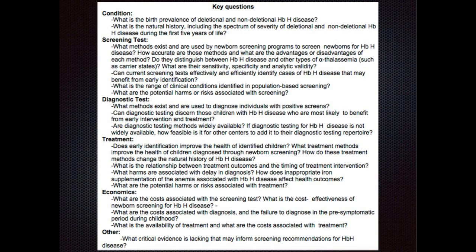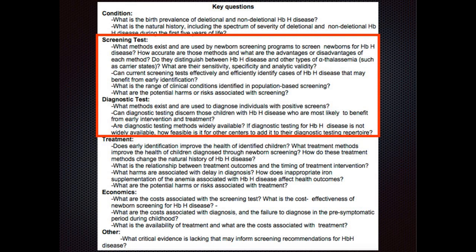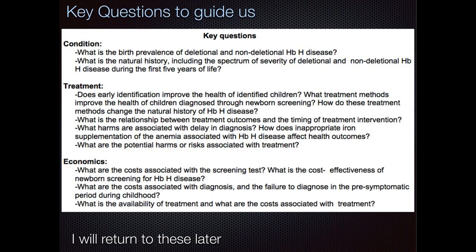So in the report, they really wanted to address multiple key questions about bringing testing to hemoglobin H disease, about the condition, screening tests, diagnostics, treatment, economics, and other. And in part 2 of the series, Tim Davis is going to cover diagnostic tests and screening tests. So I'm really going to focus on the key questions about the condition, the treatment, and the economics. And I'll come back to these systematically later, so don't worry about reading these now.